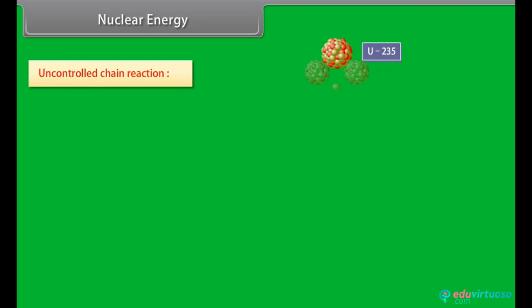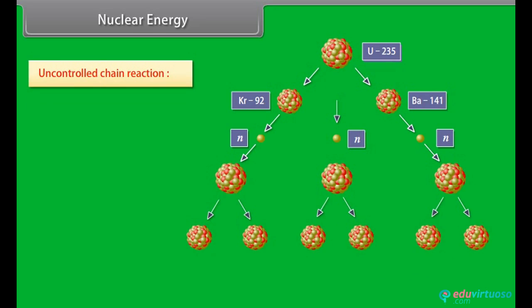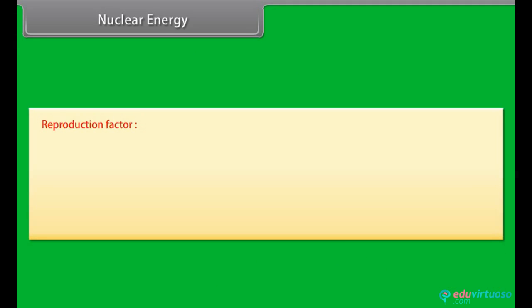Uncontrolled chain reaction. In this process, out of 2 or 3 neutrons produced per fission, on average, more than one neutron causes further fission, and so there is no control on the fission process. Thus, this is a very fast reaction, and a huge amount of energy is released in a very short duration, and takes the form of a violent explosion. Thus, this energy is harmful and forms the principle of the atom bomb. Reproduction factor.